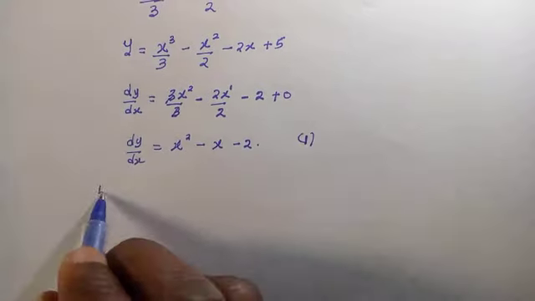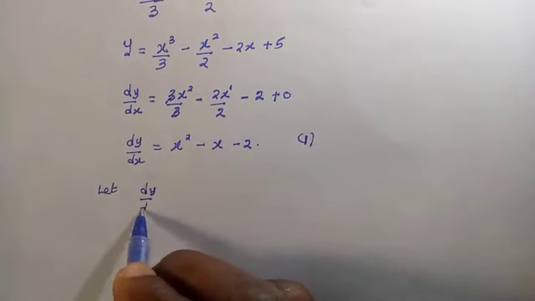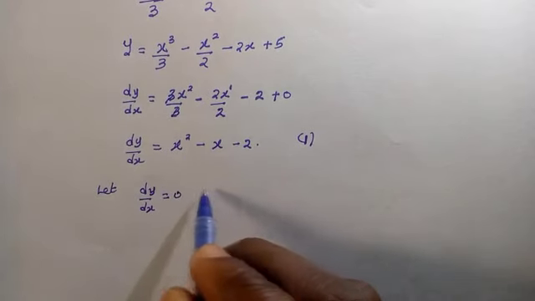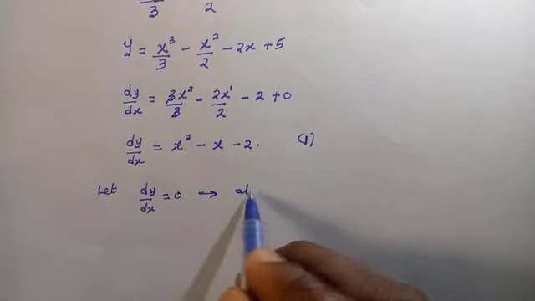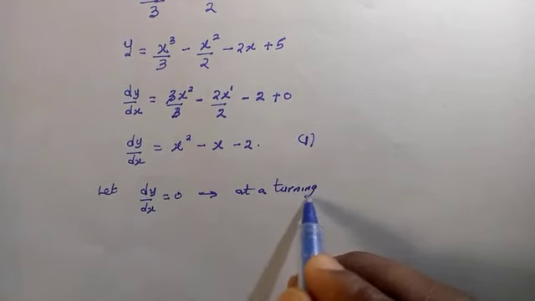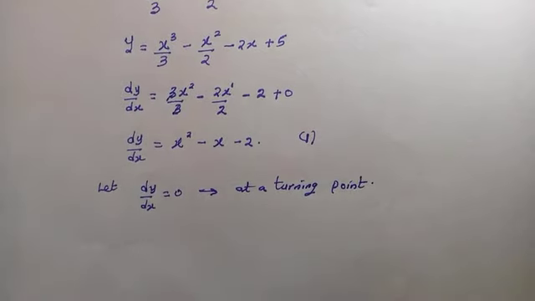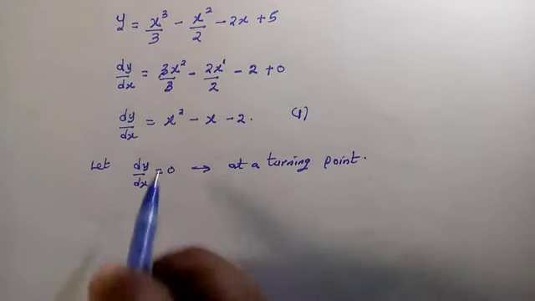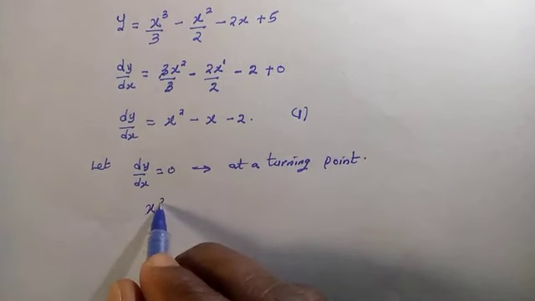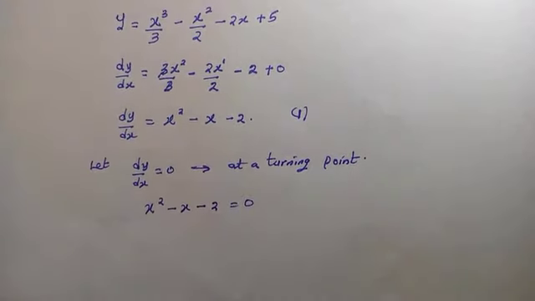The next step is to let dy/dx equal 0. Why do we do that? From the graph, when it is coming from the highest, it turns. That turning point is where the derivative equals 0. So at the turning point, dy/dx equals 0, and when this equals 0, x² − x − 2 equals 0.